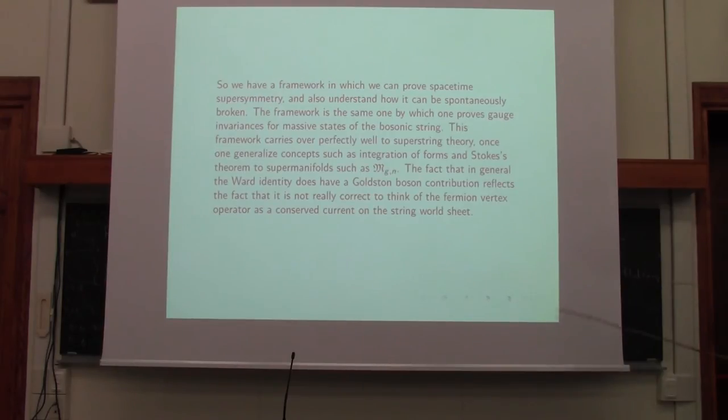The reason it's not really correct is that the fermion vertex operator is a Ramond sector operator, and it doesn't make sense, as I said before, to move a Ramond vertex operator while otherwise not changing the surface. So you can use the fermion vertex operator to create something on the moduli space of super Riemann surfaces, but you can't really use it to create something on a fixed super Riemann surface.